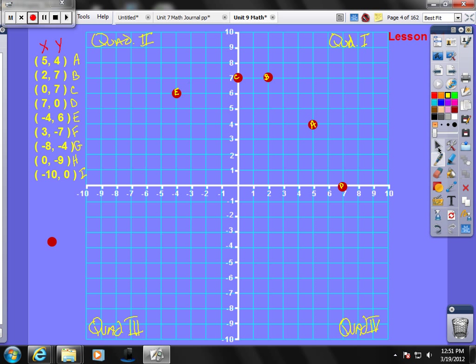Okay? And let's go grab one more, we'll say. Let's do G. G is negative 8, negative 4. So I go over here. I go negative 8 on my x-axis, and negative 4 on my y-axis, which is 4 down. 1, 2, 3, 4. Negative 8, negative 4, which is letter G.